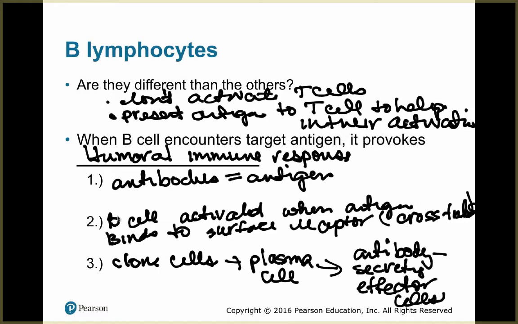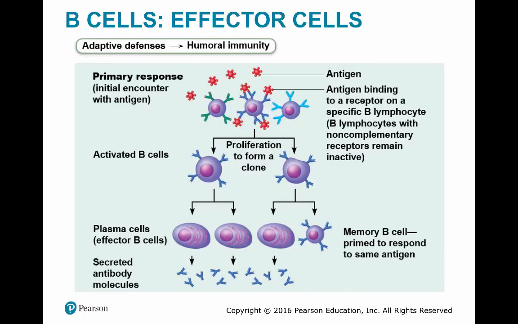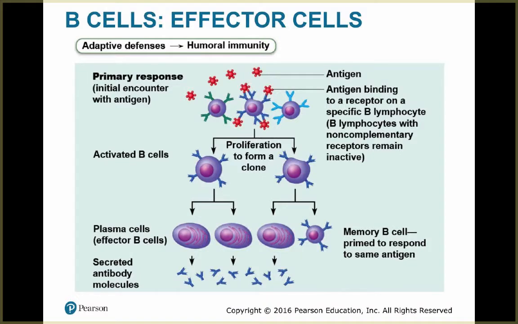So let's look at this really quick. If you see here, let's talk about getting into adaptive immunity, going into humoral immunity. If you look here, the primary response is the initial encounter with the antigen. Here is the antigen that you can see on these guys here, right?